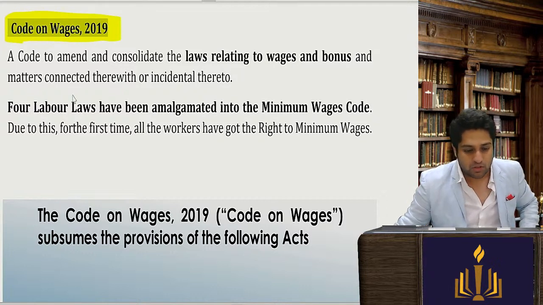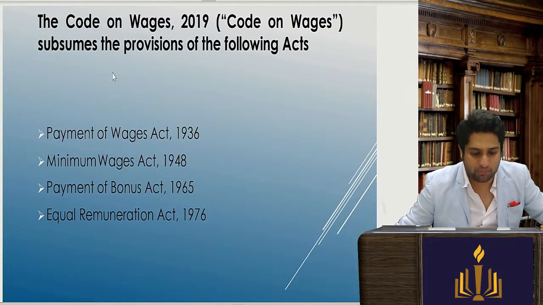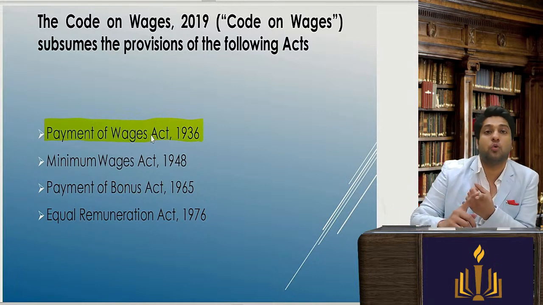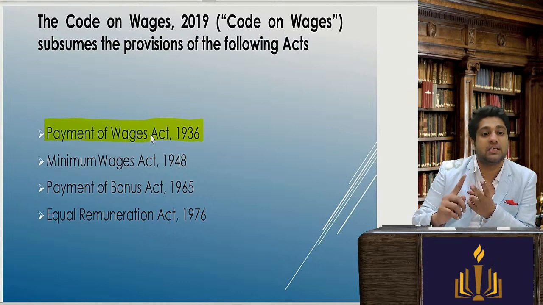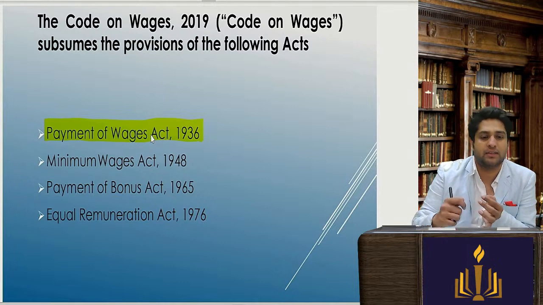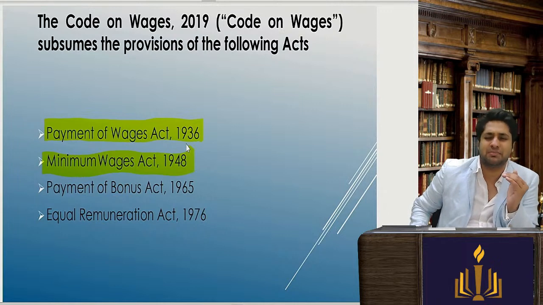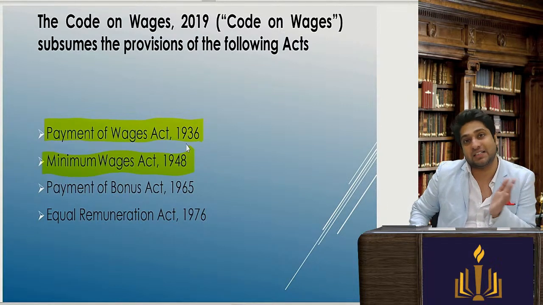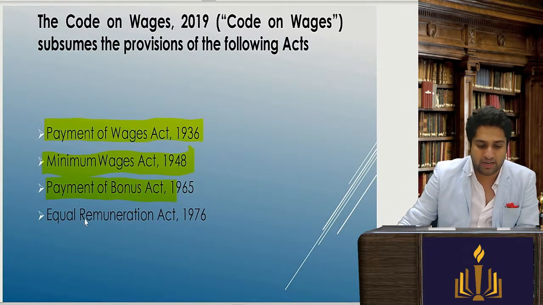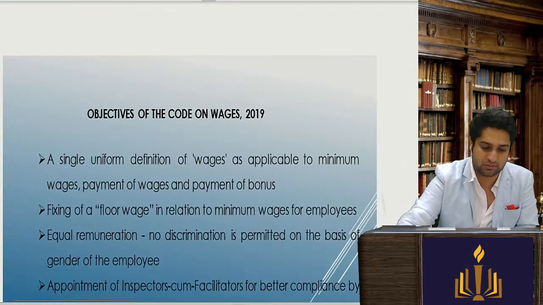Okay. So the Code on Wages has come replacing 4 core acts. There were 4 major acts. The Payment of Wages Act, which said when the wages have to be paid, and what deductions were allowed and what deductions were not allowed. The Minimum Wages Act, which said that this much minimum has to be provided, and for different sectors it specified the minimum wage. Bonus had to be provided, and we had equal remuneration, no discrimination between men and women.